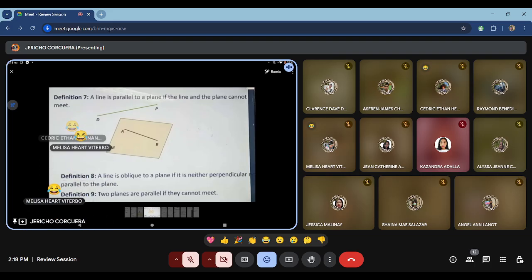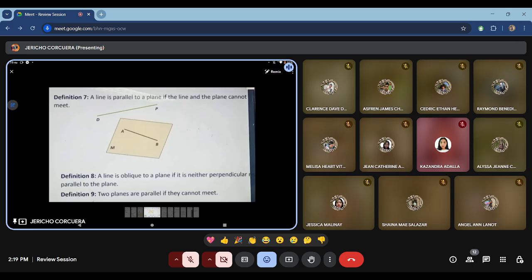That if it's parallel, then di sila pinagtatagpo talaga eh. Di talaga sila meant to be. Kapag parallel, ibig sabihin nun hindi talaga meant to be. Hindi sila pinagtatagpo. Parallel lang sila. A line is parallel. Hindi sila nag-meet. Pag hindi siya perpendicular or parallel, ibig sabihin oblique. Ayan o, oblique yung DP, pati yung plane M.